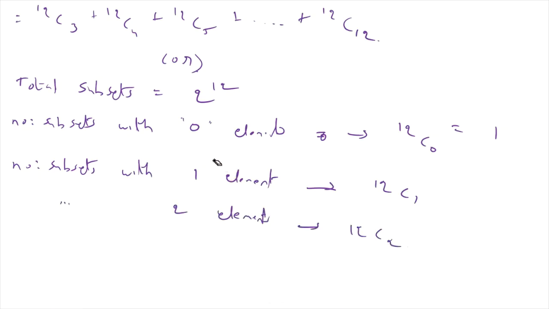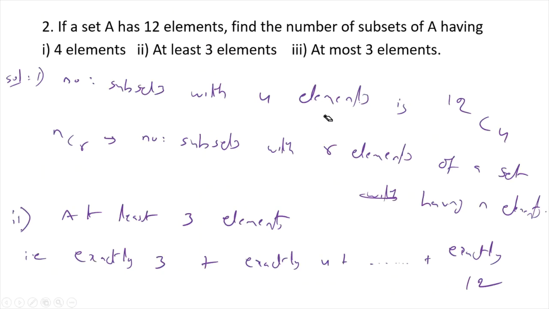So total minus these things: number of subsets with 0 elements, 1 element and 2 elements. If I remove these 3, then I am going to get number of subsets with at least 3 elements. So answer is 2 power 12 minus of 12 choose 0 plus 12 choose 1 plus 12 choose 2. So you can leave the answer as it is like this, or else you can do it in this way. So you can solve the problem in 2 ways.